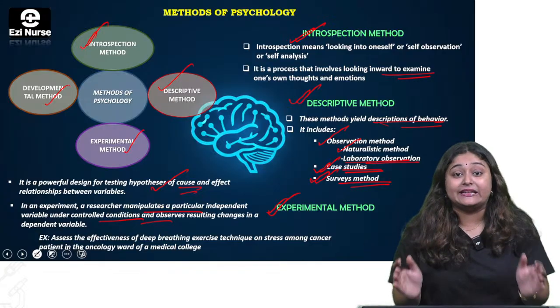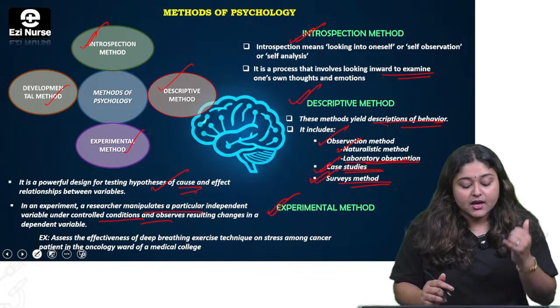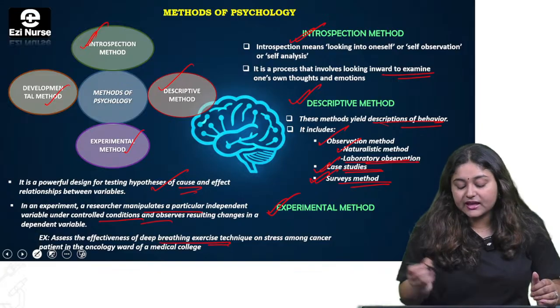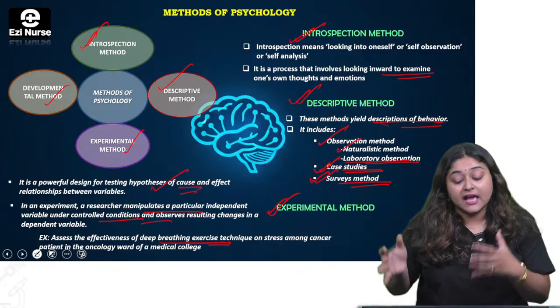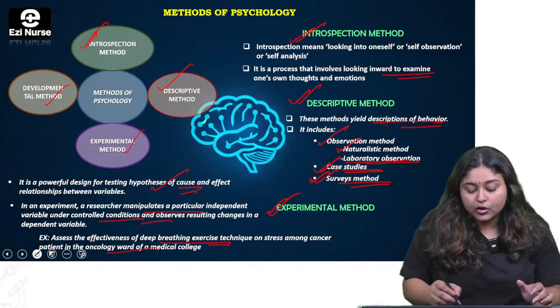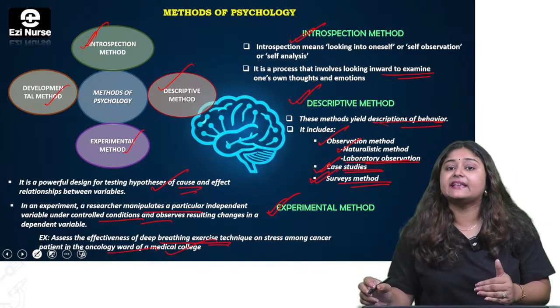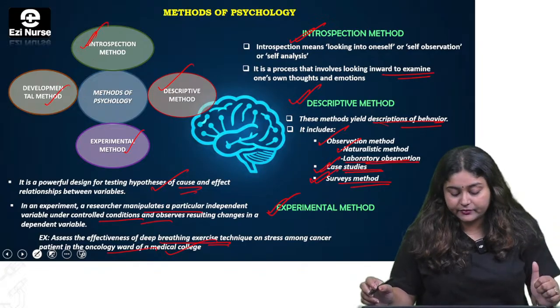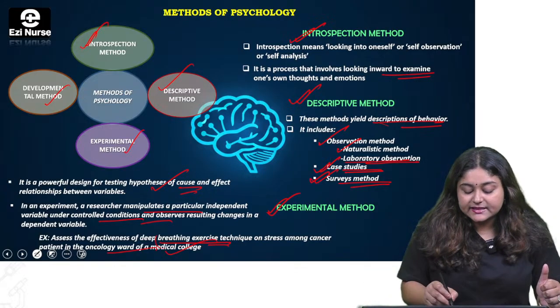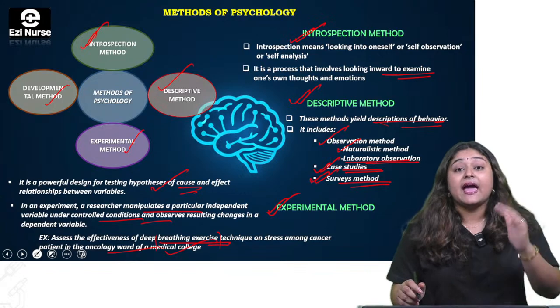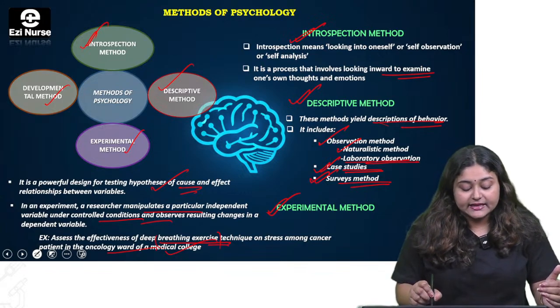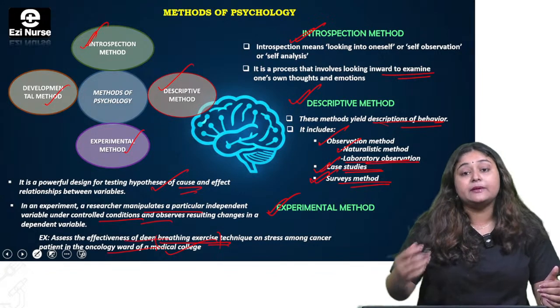Based on that, they are collecting proper relations. Okay, so assess the effectiveness of deep breathing exercise technique on the stress among cancer patients in an oncology ward of a medical college. So here in this example, what is the independent variable? The independent variable is the breathing exercise technique. Okay, and what is the dependent variable? That is the effectiveness of the deep breathing exercise.